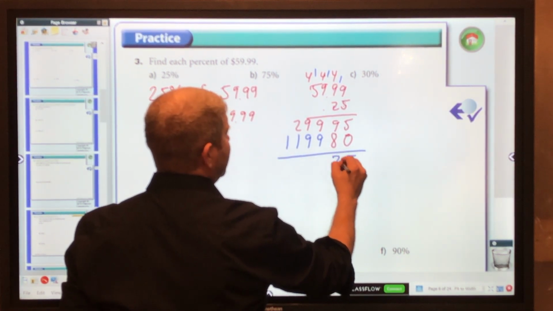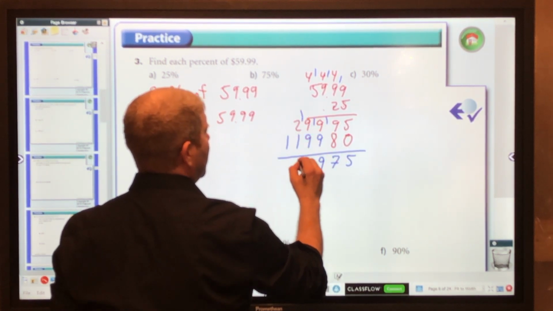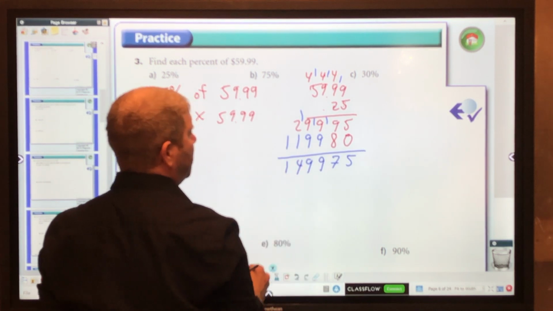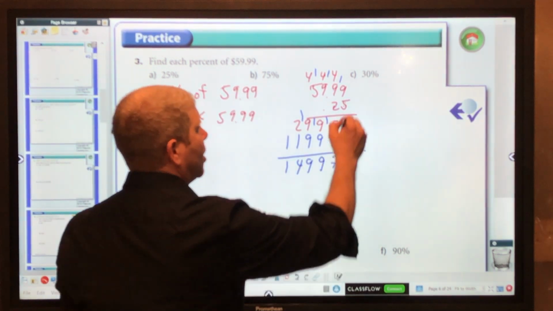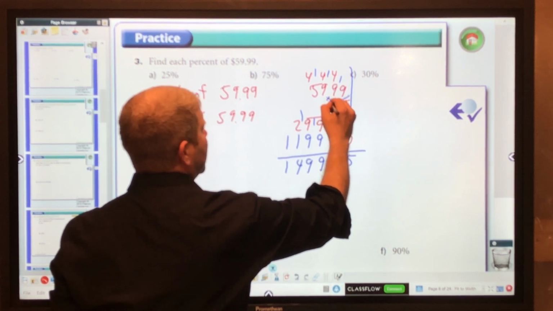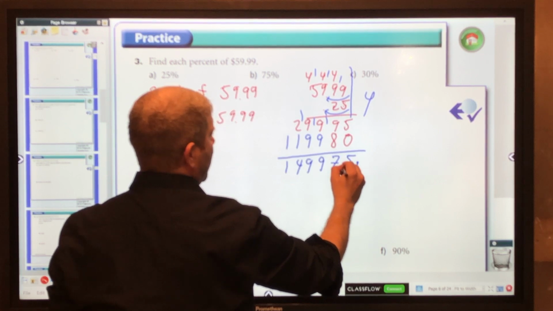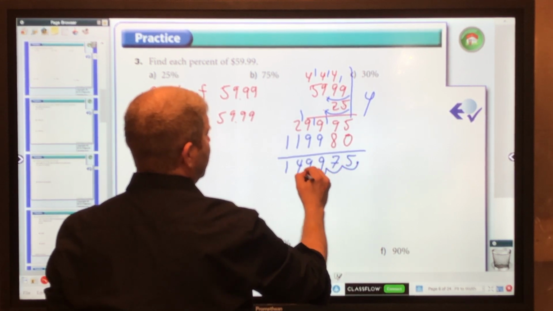5, 17, carry the 1. 19, carry the 1. 19, carry the 1. 4 and 1. Big number there. Where do I put the decimal? Line up a line over there. Count 2 decimal places, 2 decimal places. So I need 4 decimal places from the right. Count with me. 1, 2, 3, 4.